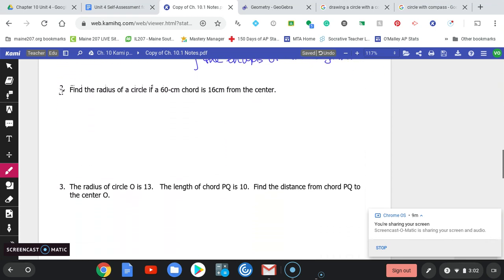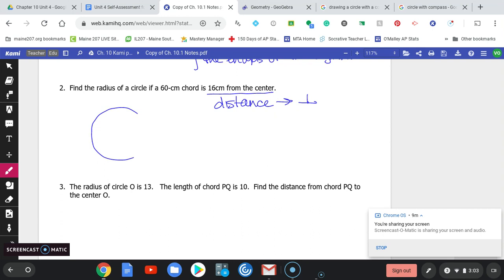All right. Next, we'll do a problem that uses this theorem. We're going to find the radius of a circle if a 60 centimeter chord is 16 centimeters from the center. That means distance. Distance is always measured along a perpendicular. So I have a 60 centimeter chord, and I have the fact that it is 16 centimeters from the center.